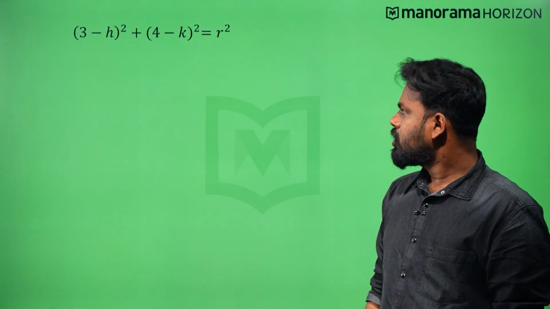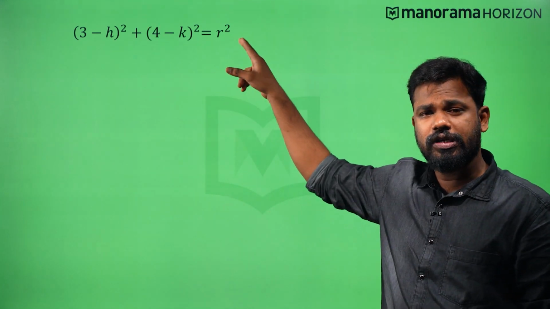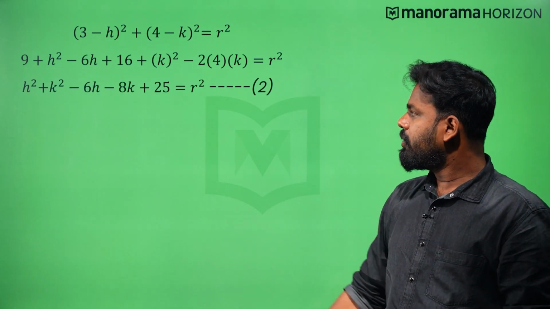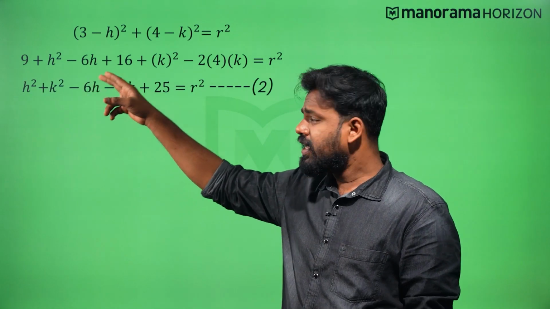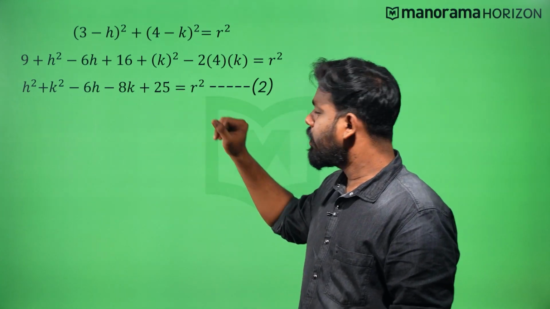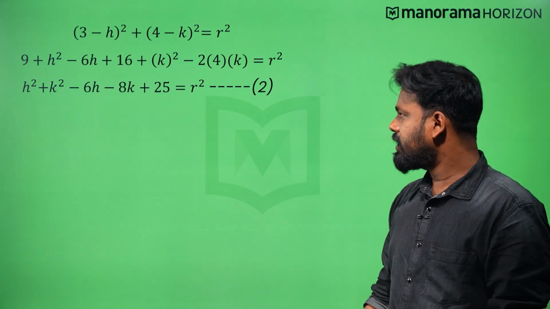This (3, 4). So putting (3, 4), I will be getting (3 minus h) the whole square plus (4 minus k) the whole square is equal to r square. Expanded, you will finally be getting h square plus k square minus 6h minus 8k plus 25, and that is equal to r square, which is the second equation. I'm putting that as a second equation.